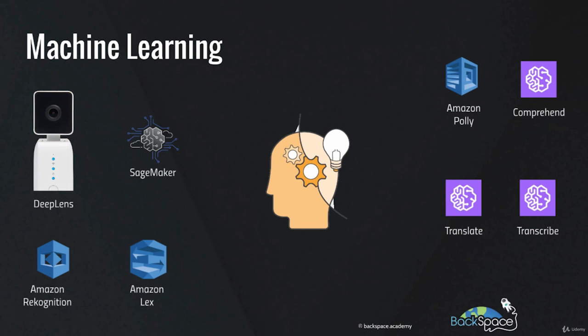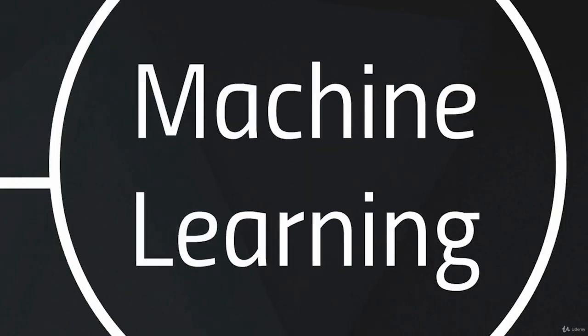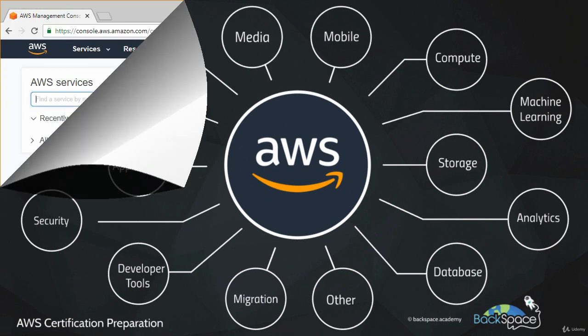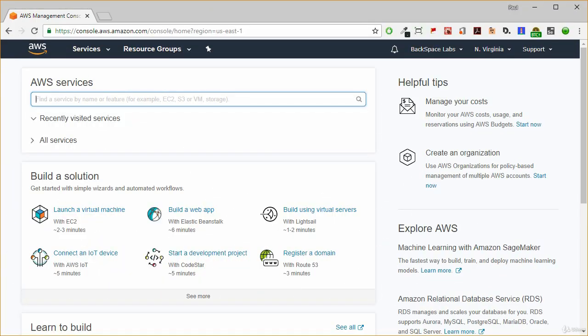Okay, so let's have a look at using one of these machine learning services, Amazon Rekognition, for analysing some image and video. Machine learning on AWS is one of the coolest things you can do on AWS. And Amazon Rekognition is a service that just absolutely blows my mind away.